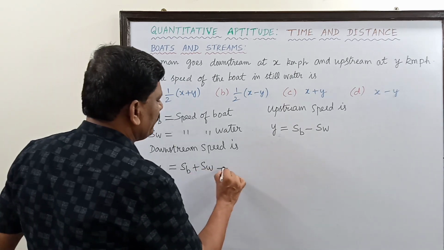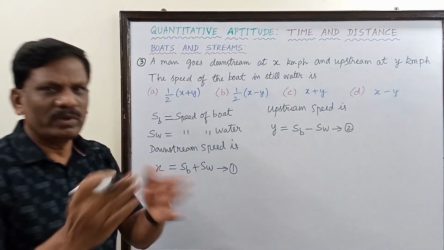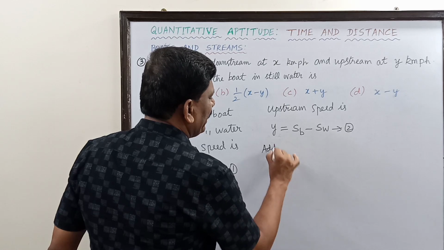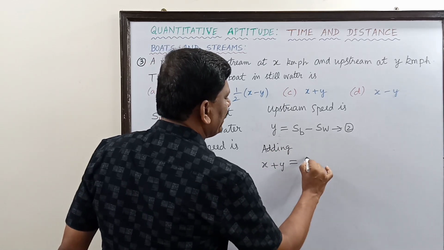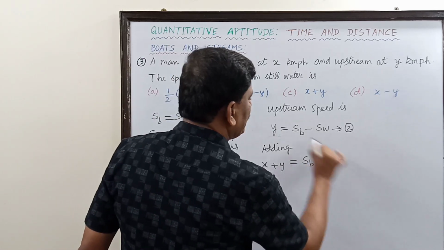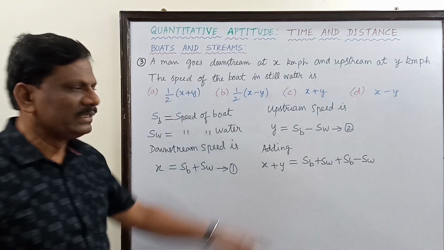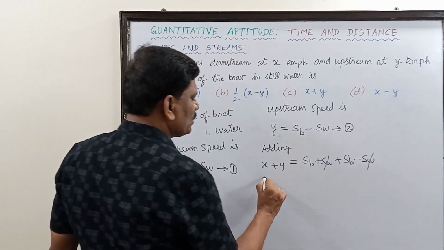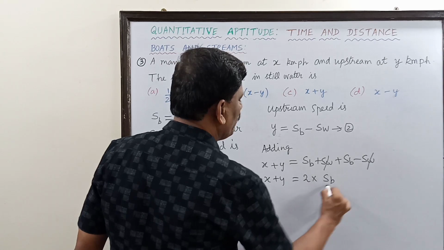So this is the first equation and this is the second equation. Now you add both the equations 1 and 2. Left hand sides, when I add, it will become x plus y. The right hand sides, when I add, it will become SB plus SW plus SB minus SW. So the term getting cancelled will be SW minus SW. So x plus y is equal to twice the speed of the boat.